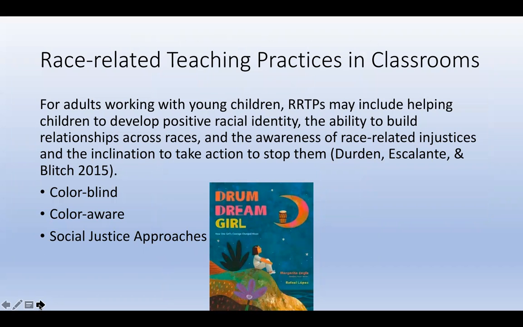For adults working with young children, race related teaching practices in classrooms may include helping children to develop positive racial identity, the ability to build relationships across races, and the awareness of race related injustices and the inclination to take action to stop them. The colorblind approach is a common but ineffective and potentially harmful method in which adults do not directly talk about race with children.